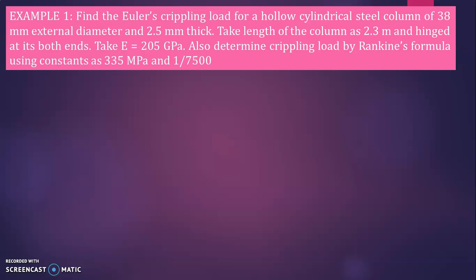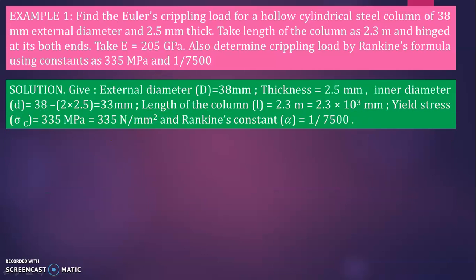Find the Euler's crippling load for a hollow cylindrical steel column of 38 mm external diameter and 2.5 mm thick. Take length of the column as 2.3 meter and hinged at its both ends. Take E is equal to 205 GPa. Also determine the crippling load by Rankine's formula using constants as 335 MPa and 1 divided by 7500. Here you have to calculate both Euler's crippling load as well as Rankine's crippling load. What is given here?